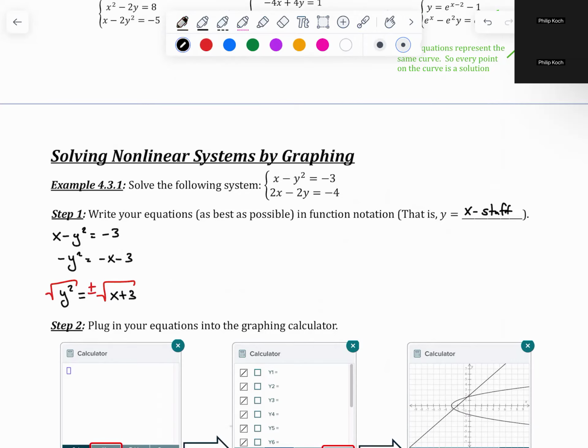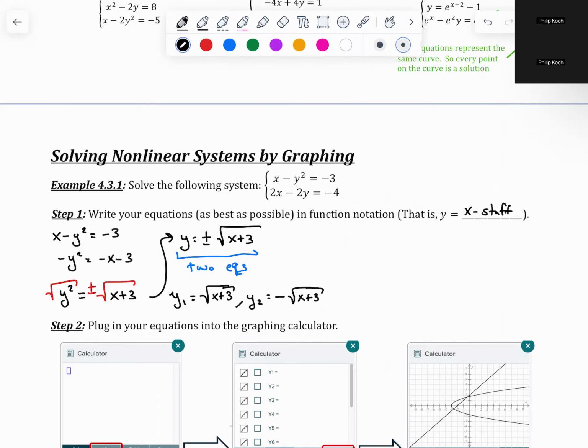That gives us y equals plus or minus the square root of x plus 3. And that's going to be two equations. So we have, we'll call it y sub 1, which will equal the positive square root of x plus 3, and y sub 2, which is the negative version, y equals negative square root of x plus 3.